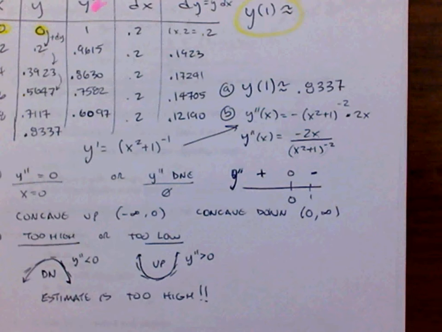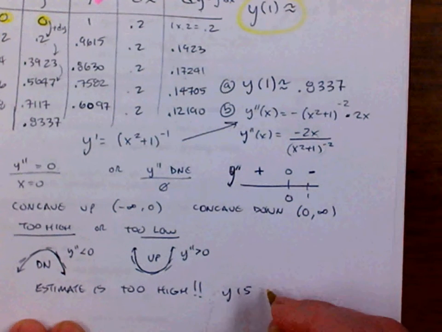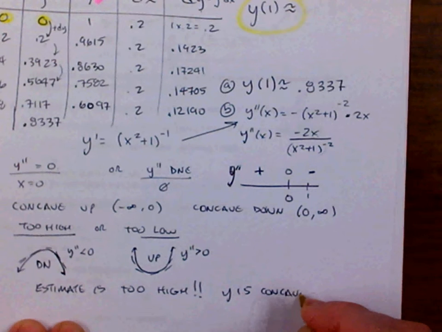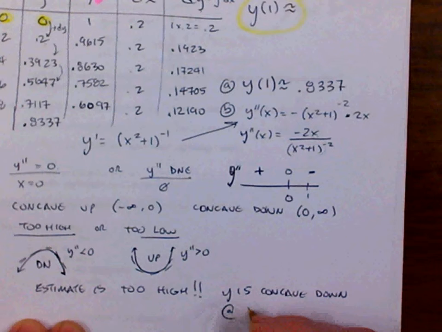because y is concave down at x equals 1.